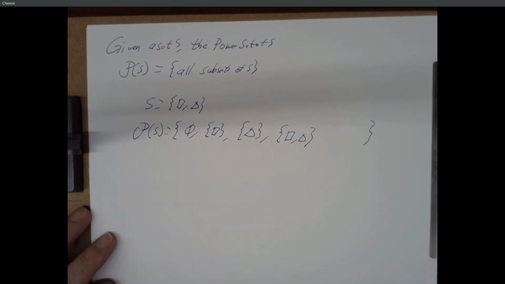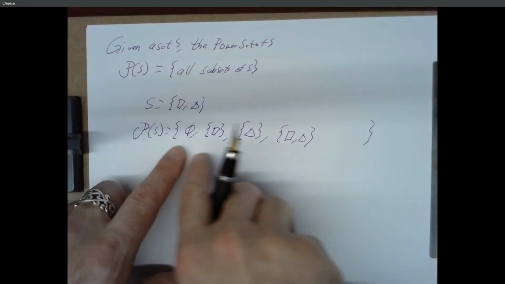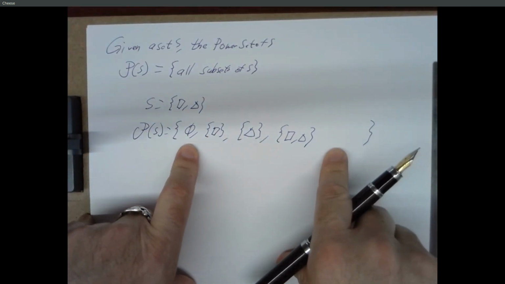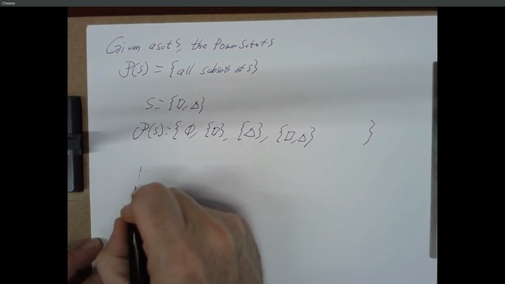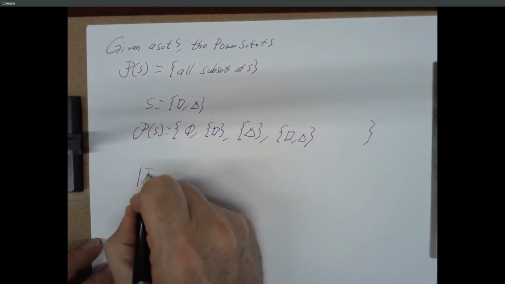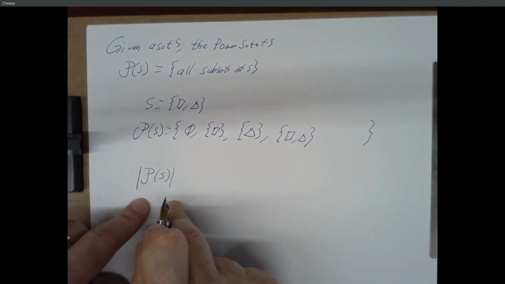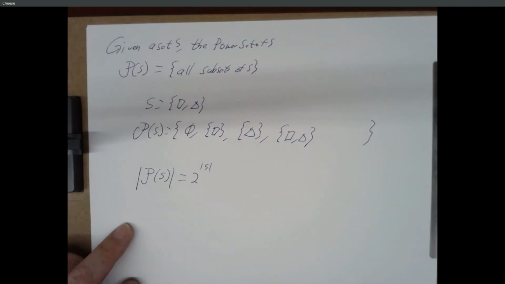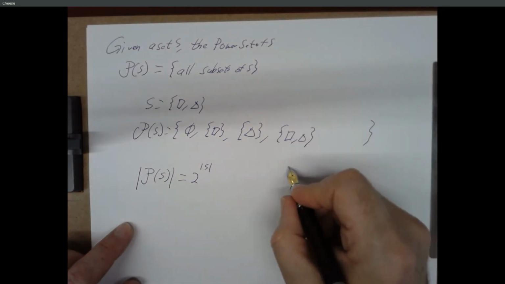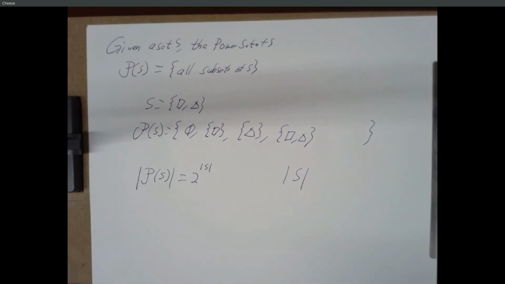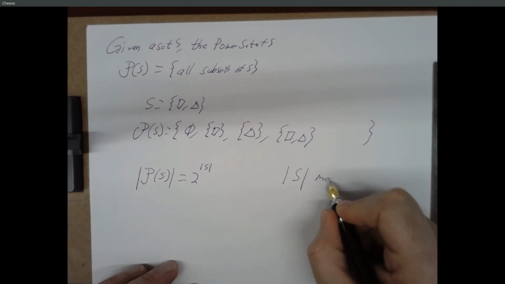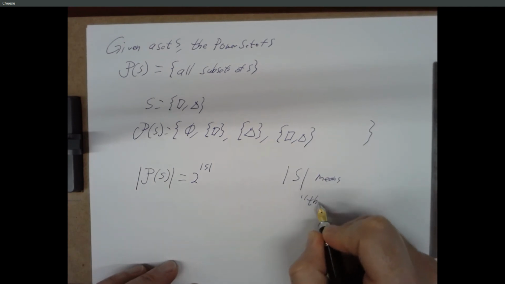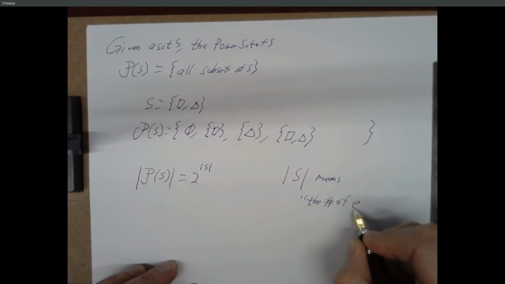And then this notion of 2 to the n, right? If you have a set with n elements, the power set contains 2 to the n elements. Well, we can write that succinctly by saying the order of the power set, the number of elements in the power set of S, is equal to 2 raised to the number of elements in S. So this notion, S written inside vertical bars, means the number of elements in S.